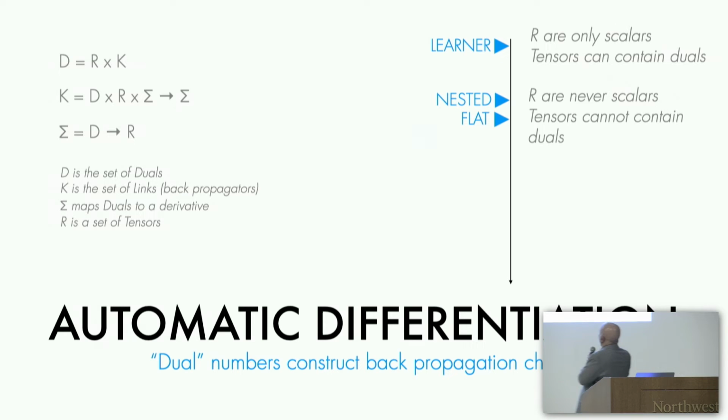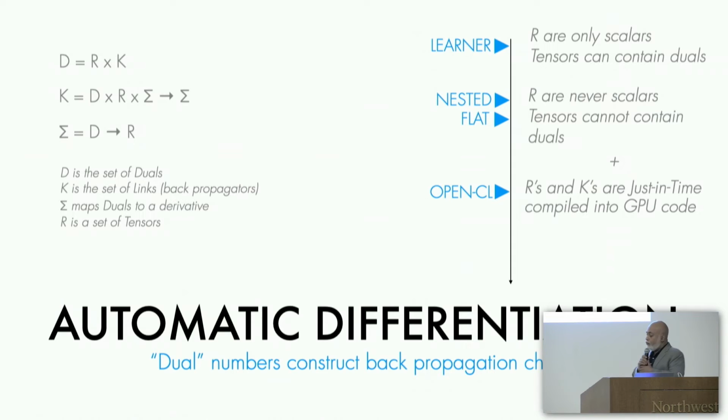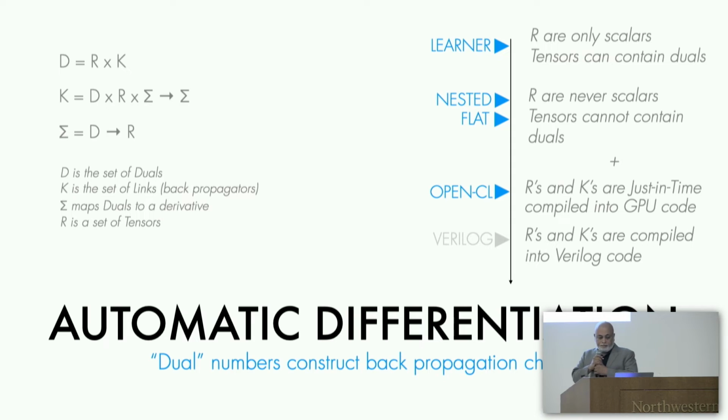In nested and flat, instead of doing the links at a scalar level, we put them at a tensor level. They move up one level of data aggregation, so that makes it much faster for the automatic differentiation to run. And then finally, for the OpenCL version, everything is just-in-time compiled into GPU code. So now you have the same functions that we just wrote, but now they're running on these very fast GPUs, and then you can extend that to the hardware when we get to it.